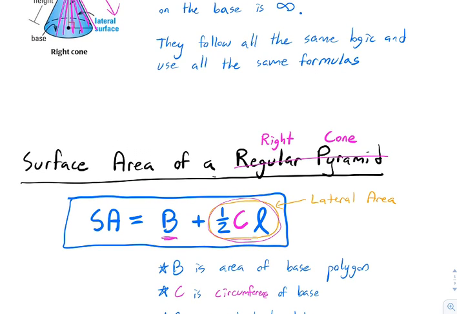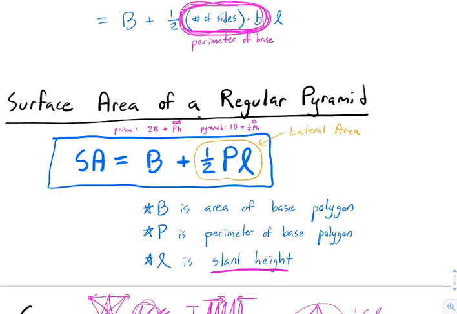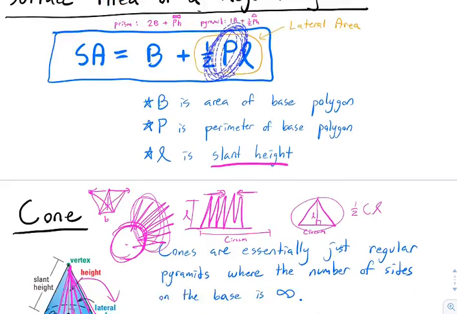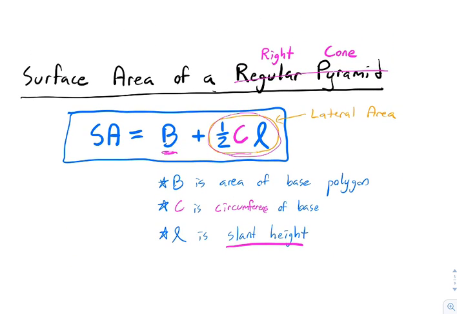Okay? Now really this is the exact same as if it was a pyramid. All we did was essentially say, well, let's get rid of the perimeter because it's a circle. Let's call it circumference. And that's it. Same formula otherwise. So again, I view a regular cone, aka a right cone, because a circle is in a sense regular, although we don't call it that, as essentially just a regular pyramid with infinite sides on the bottom. So we could use the formulas for a pyramid.